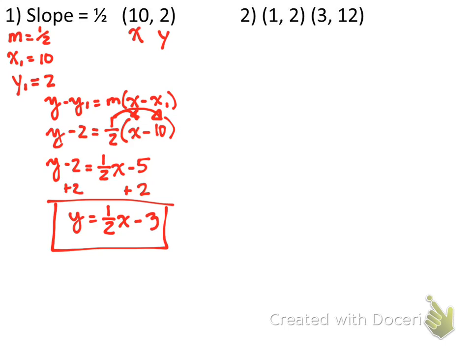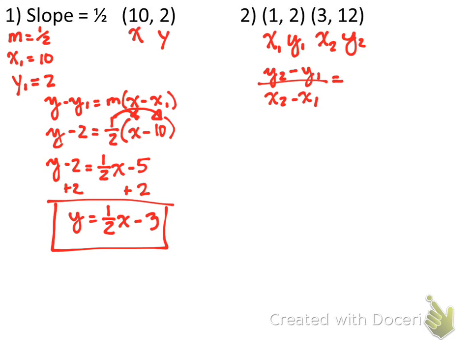Now let's try another one. These are 2 points now. This is an x, this is a y. This is an x, this is a y. We don't know the slope. But since we have 2 sets of points, what you could do is use the slope formula: y2 minus y1 all over x2 minus x1.